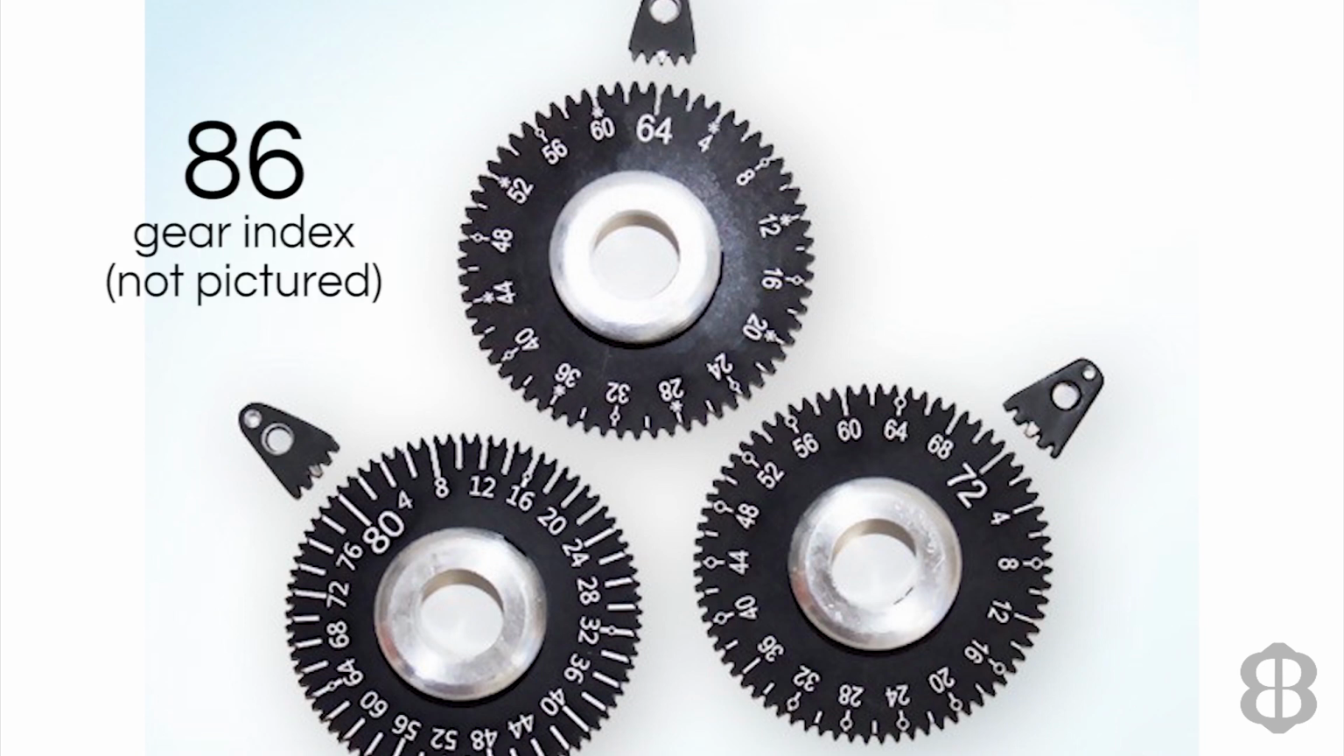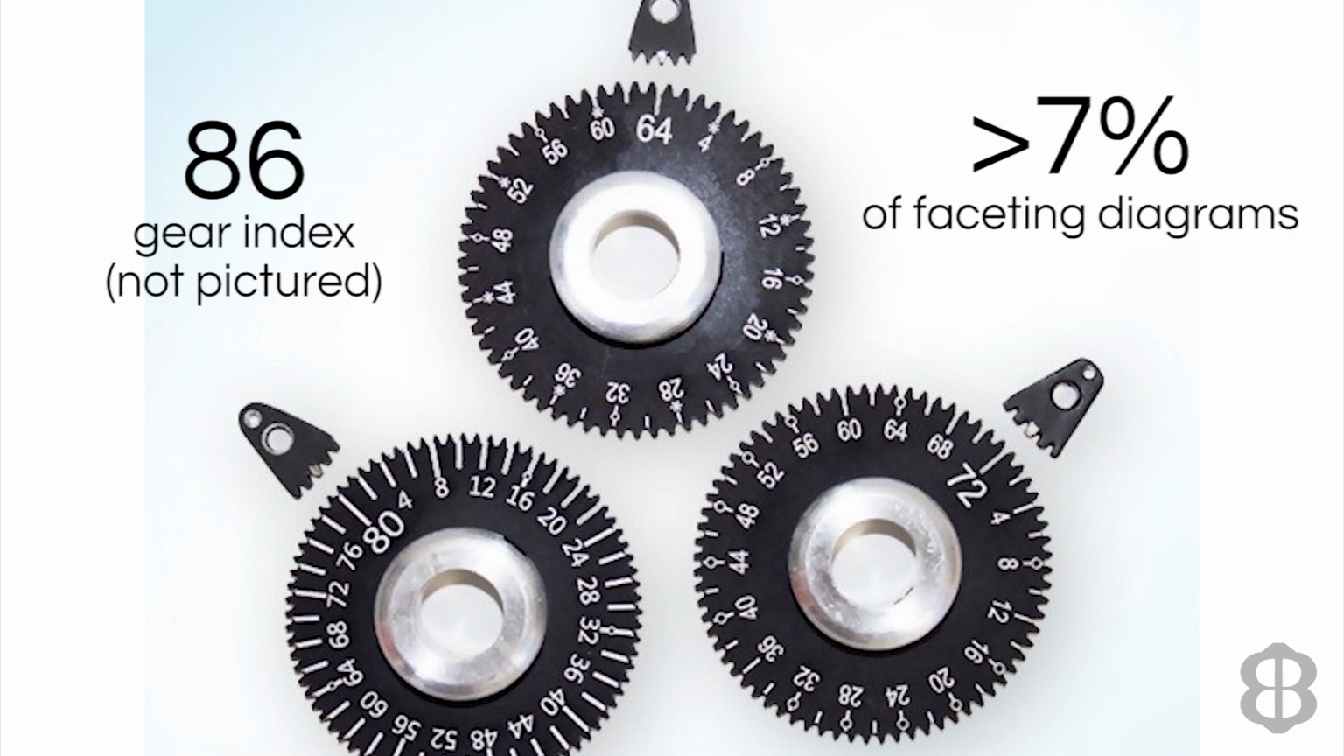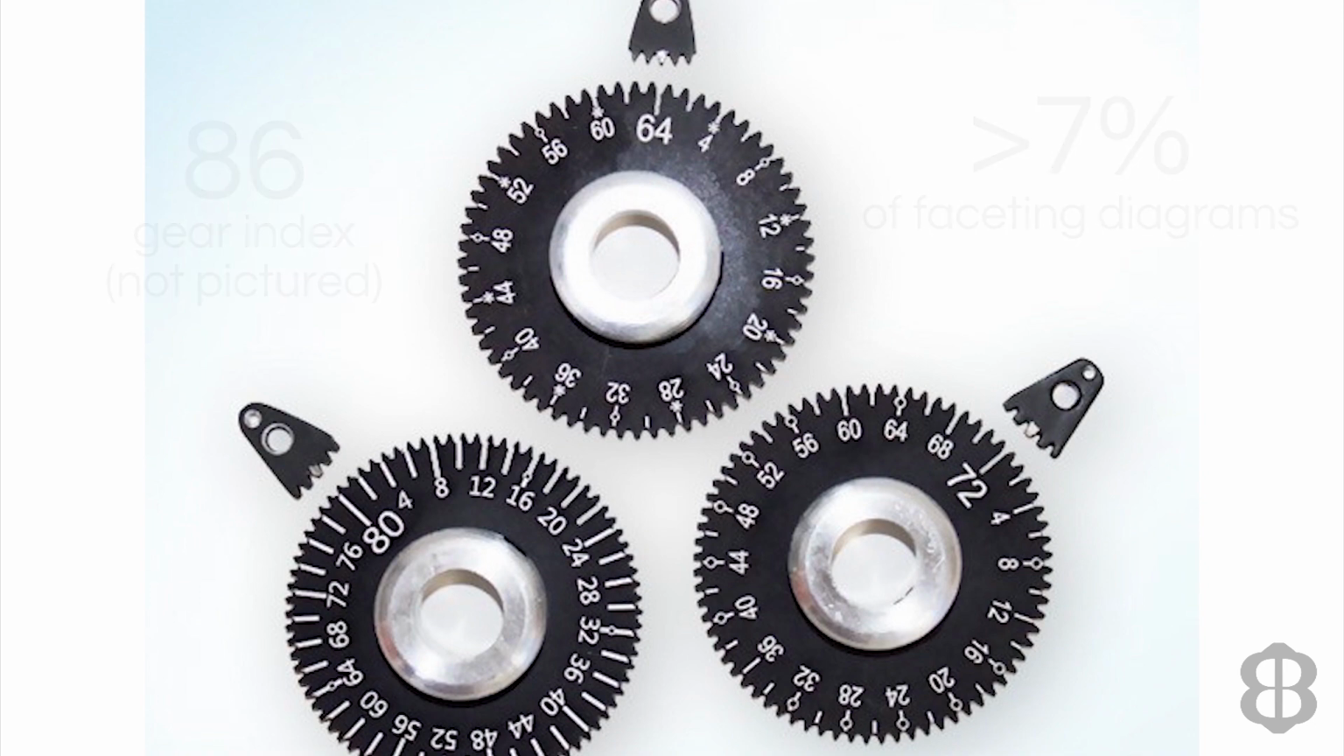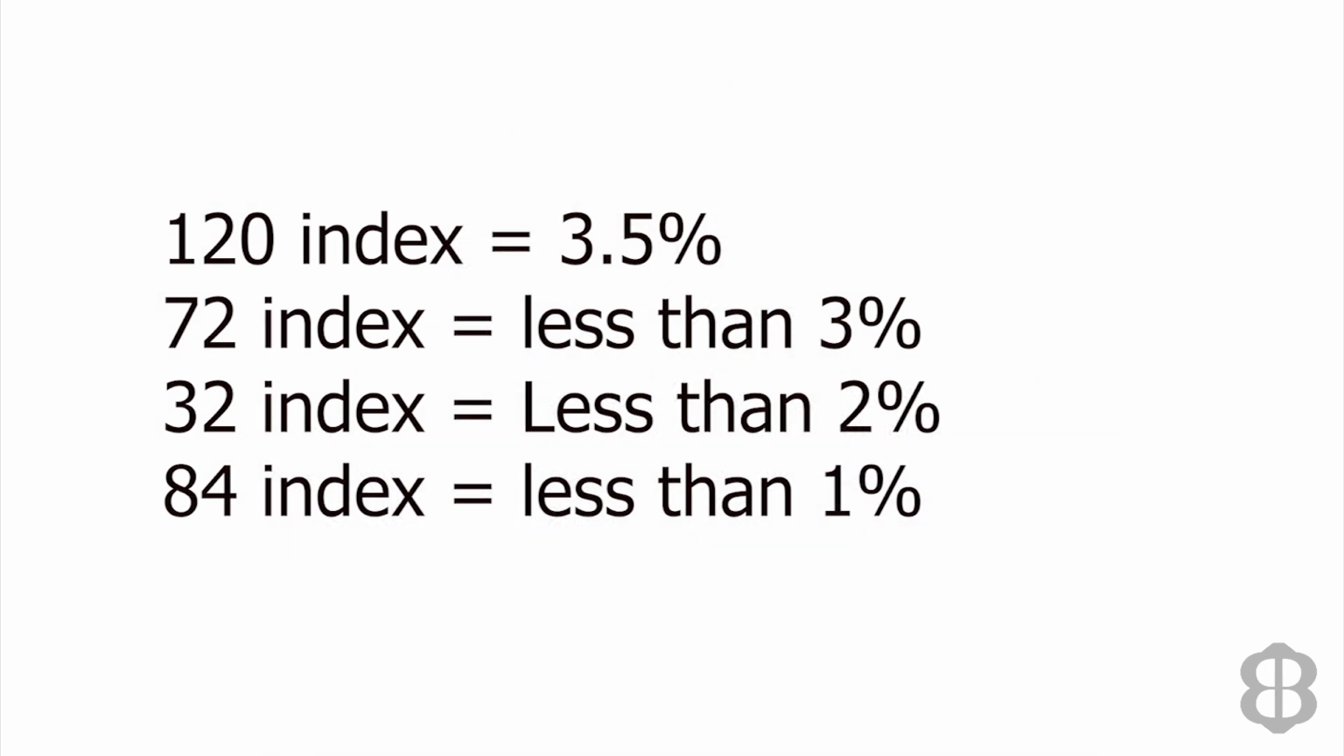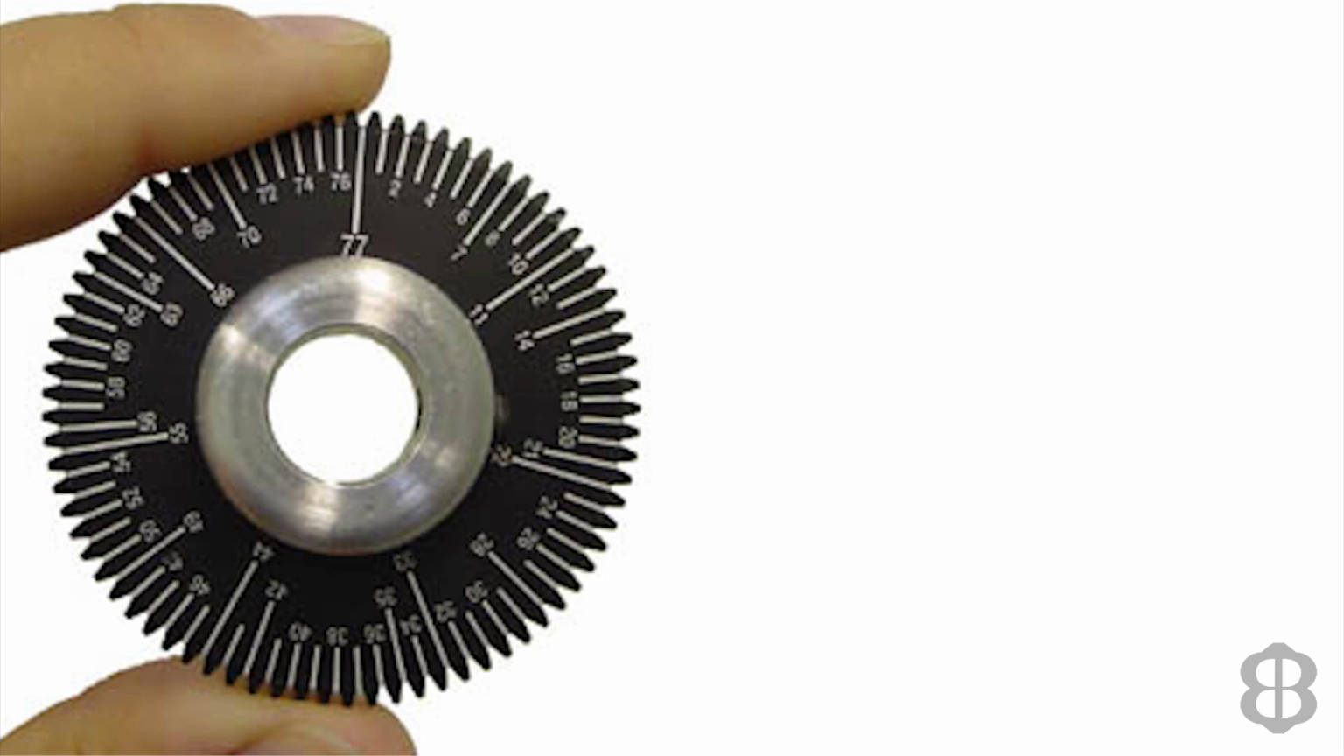Finally, the 80 index, the third most popular used, accounts for less than 7% of the existing diagrams in the database. Just to finish it off, the 120 index gear accounts for only 3.5% of all designs, the 72 index less than 3%, the 32 index less than 2%, the 84 index less than 1%, and the 77 gear index of the 4,779 gem designs that have been put into the facetdiagrams.org database.